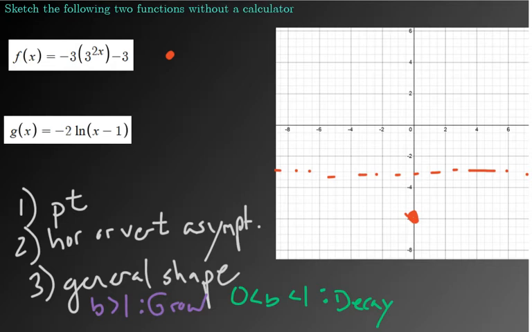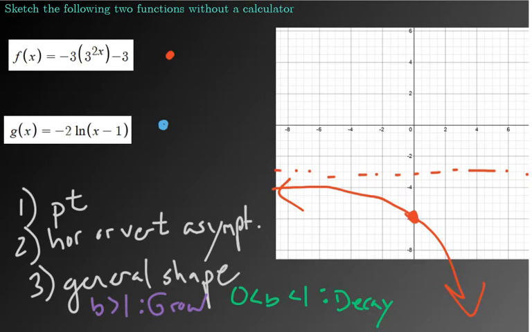So then we just have to think, we've got our point, we've got our line, general shape now. So we were growth, right? But we flipped down, and so it'll look sort of like that. That's what the exponential would look like, okay? All right, so on to the log. So here we just have 3 transformations. Shift to the right 1, vertical stretch by 2, and a vertical flip, okay?